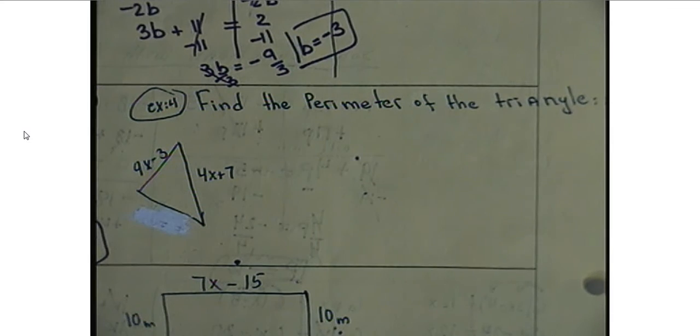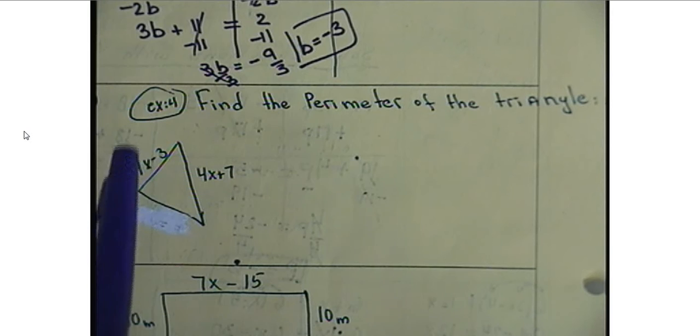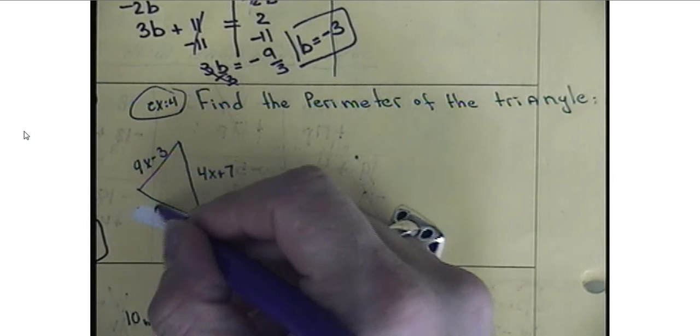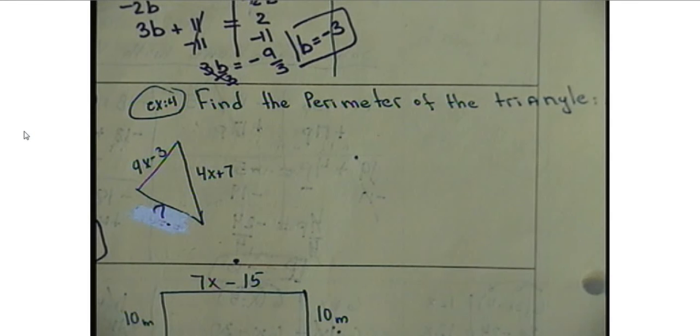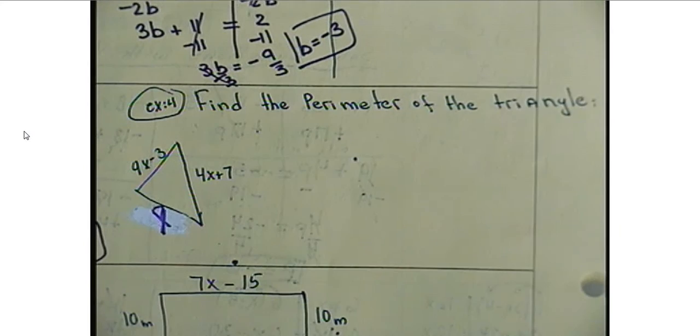Okay, find the perimeter of the triangle. Imagine you have a given triangle. So go ahead and draw this picture of the triangle, and on one side it says 9x minus 3, the other side says 4x plus 7. This is the side we don't know, but what we know is that this triangle has all three sides equal to each other. So if all sides are equal, we can set two of the sides equal, find the variable x, and once we know what x is equal to, then we can find the perimeter and just add all sides together.